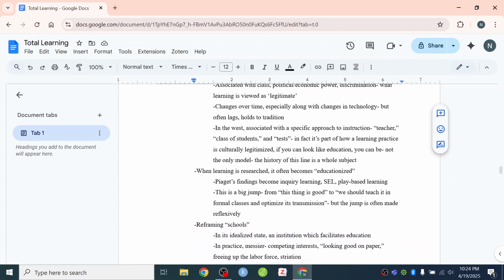All of this leads to a reframing of schools as well. In its idealized state, a school is an institution which facilitates education, whatever we consider education to be. In practice, schools are messier. There's a lot of competing interests. There's the need to look good on paper rather than maybe really leading to true education and true learning. There's the need to free up the labor force so the parents can go work. So let's put all these kids into a classroom. And of course, there's the desire to create striation. Again, this is the industrialized, the banking model of education. Say you're a better student than you are.